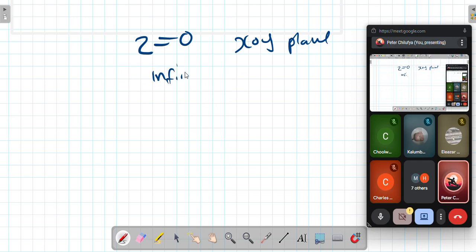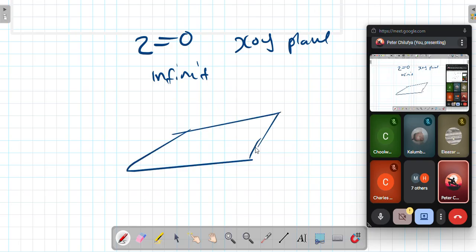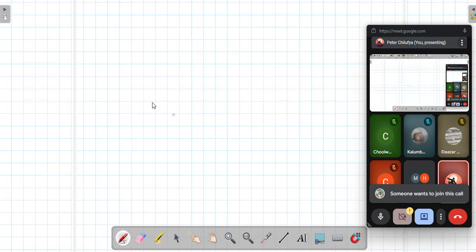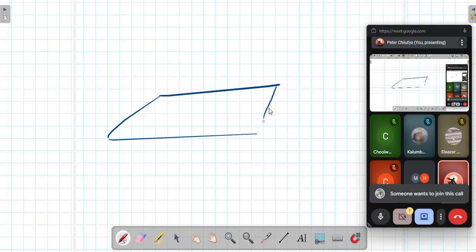An infinity plane, you are going to be asked to calculate the electrostatic field, an electric field created by an infinity plane. So when z is equals to 0, what we mean is it's an x-y plane, a plane, an x-y plane. The drawing is not good. This is a plane. Okay, so what do you mean by an infinity plane?